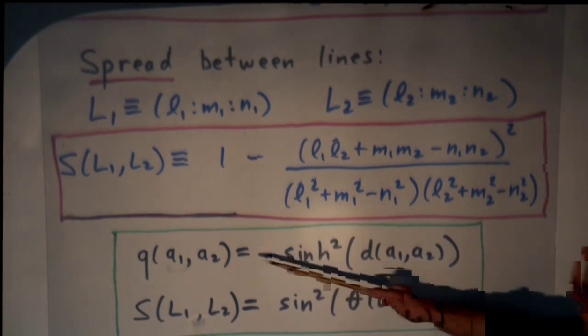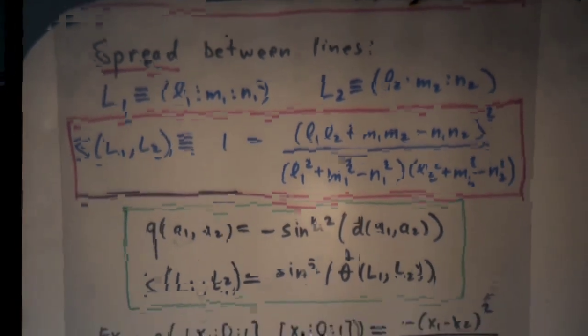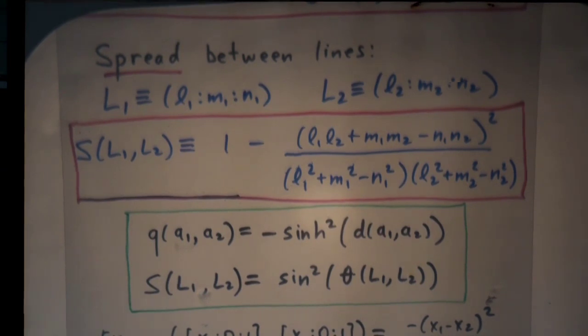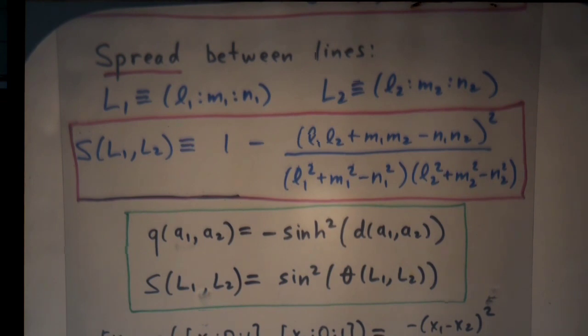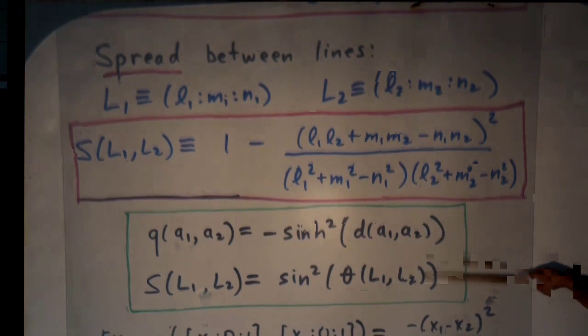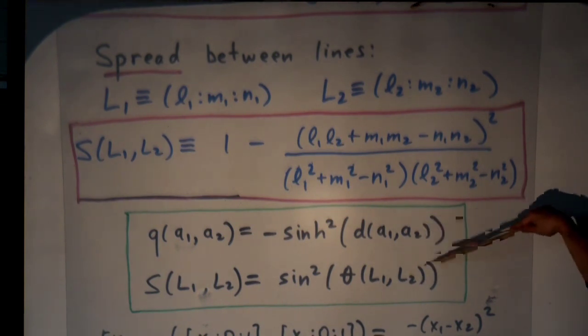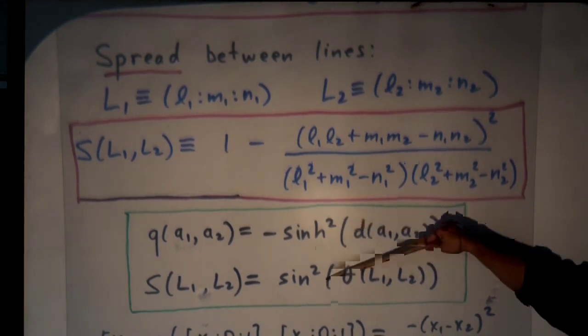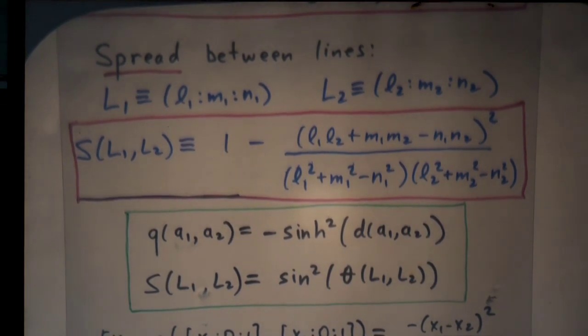Now, how do these two concepts of quadrance between points and spread between lines relate to the classical definitions of distance, hyperbolic distance between two points, and usual angle between two lines? Well, here's the relation. The quadrance is minus the sinh squared of the distance, and the spread is the square of the sine of the angle. So this allows us to convert from one to the other if we want. But our framework here is much more general than this and much more elementary than this, because there are no transcendental circular functions involved. And there's no prior notion of distance and angle, which are somehow Riemannian concepts.